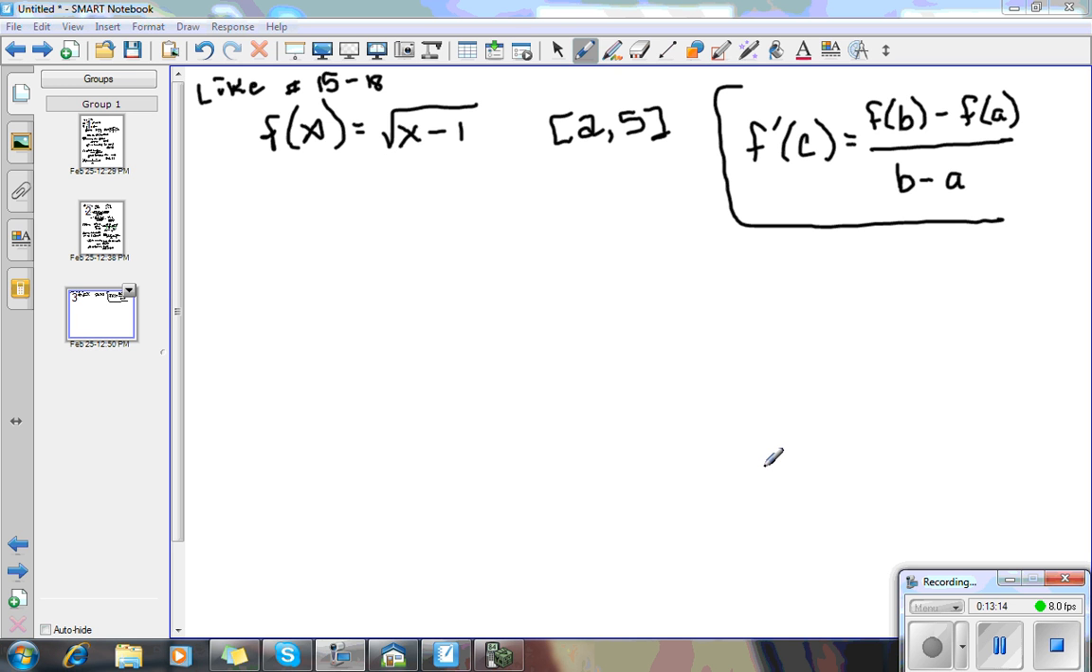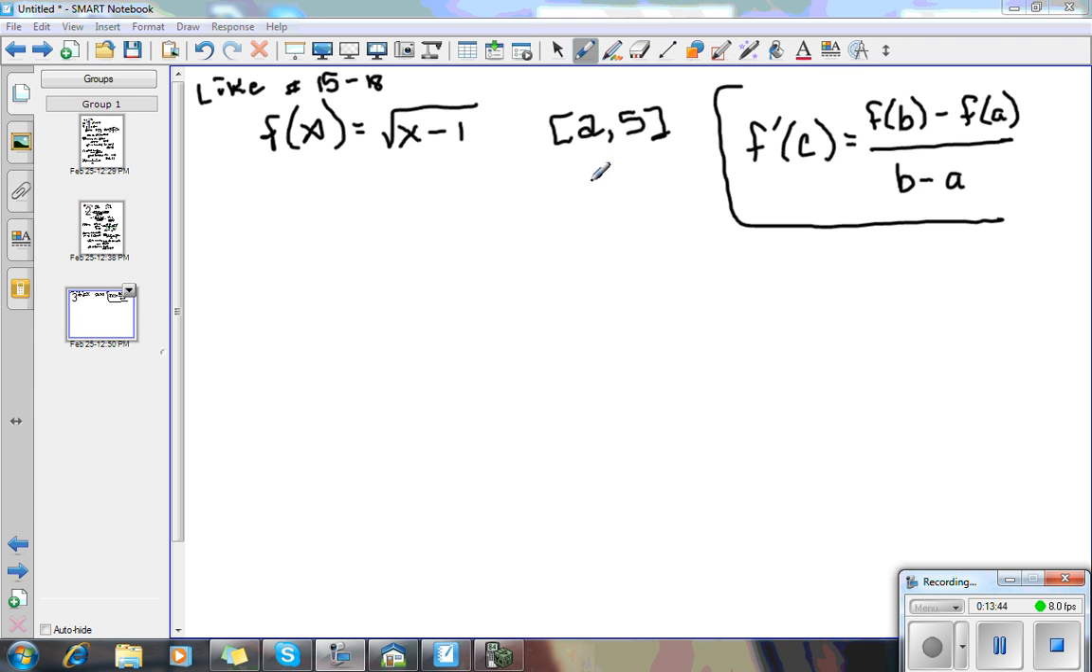Okay, let me go through and show you problems 15 to 18. You might want to look at the directions in your book on page 192. I'm going to do an example similar to that, except it's not one from the book. I have some function f of x equal to the square root of x minus 1 over a closed interval from 2 to 5. What the directions ask us to do in exercises 15 to 18 is show that the function f satisfies the hypotheses of the mean value theorem.